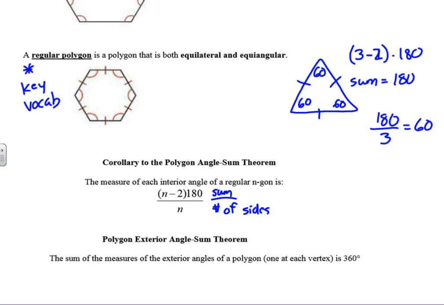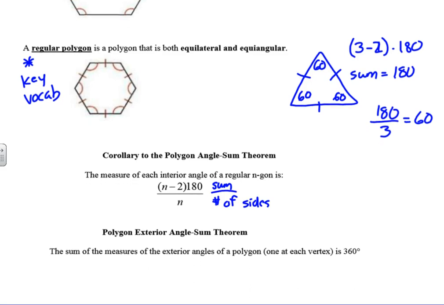So the way the song goes, if you want to find one angle, divide the sum by the number of sides. If you want to find one angle, divide the sum by the number of sides. Anyway, one angle, divide the sum by the number of sides. One angle inside a regular polygon.